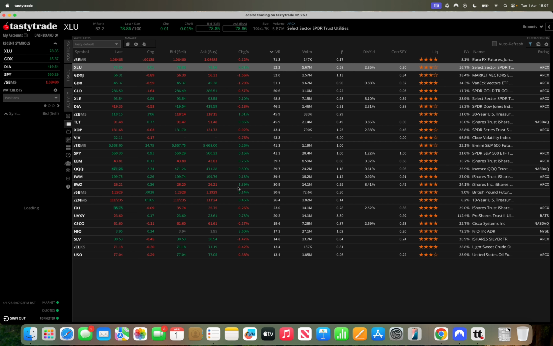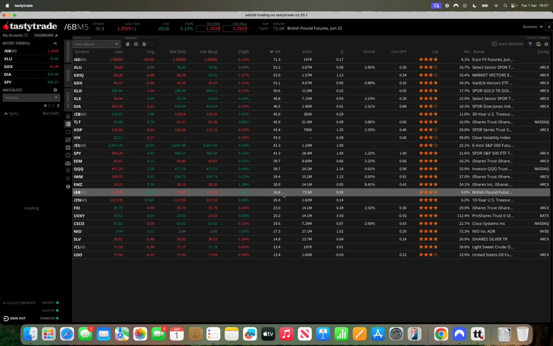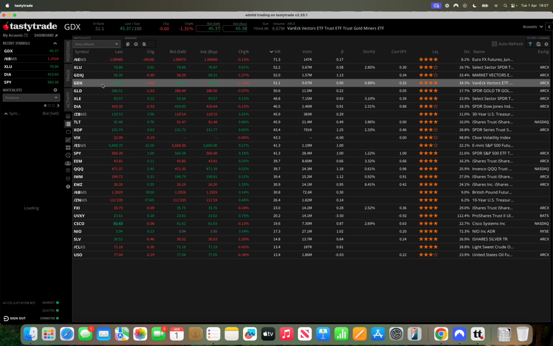And from what's left, you only want to look at things to trade that have an IV rank of at least 30. So in this instance, our cutoff point would be at the British pound futures. Anything below this we wouldn't look at. Now in this case, we are going to take a look at GDX. It's trading at just over $45 a share. It has a nice IV rank of 51. It's not too high, it's not too low, and it has an IV level of 34%.